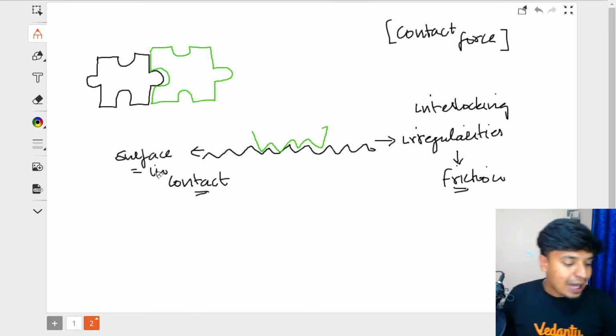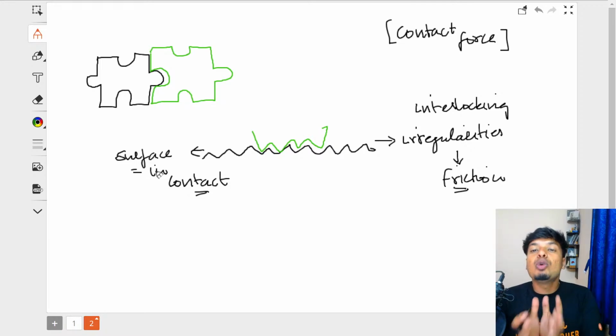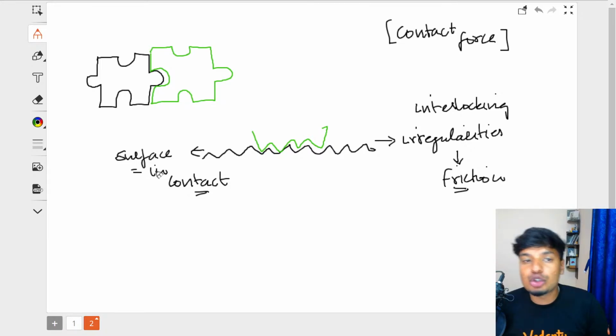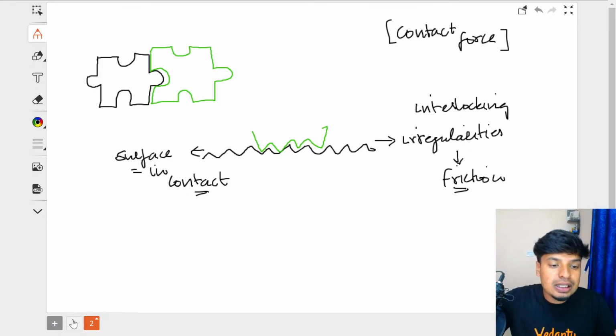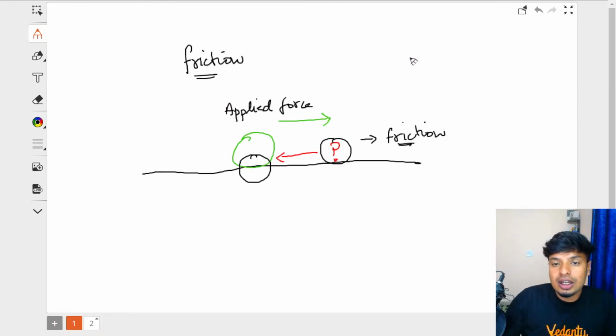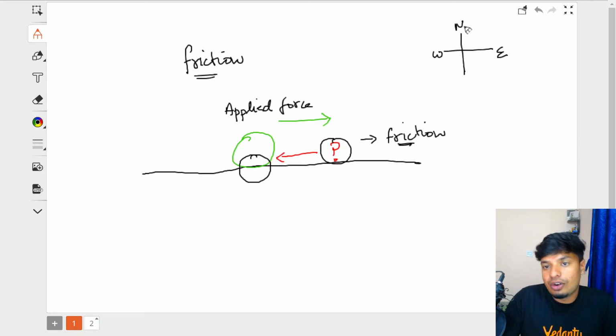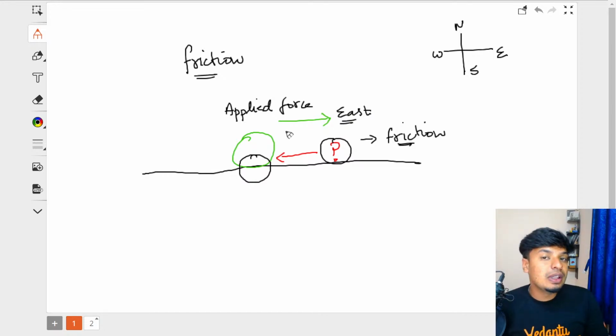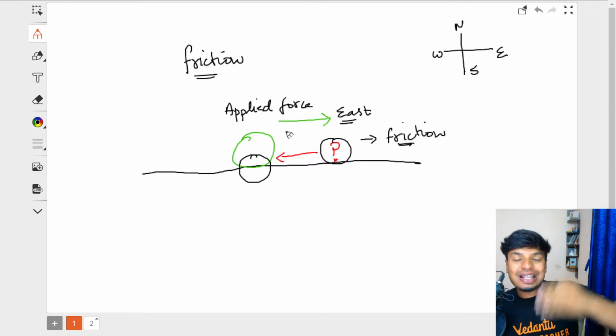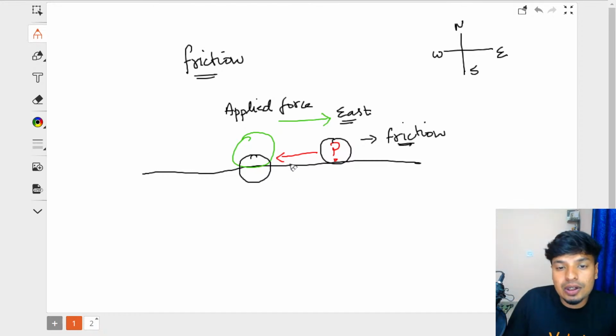Understood, everybody? And friction is always an opposing force. It opposes the motion of the object. So if the object is moving in this direction, for example, let's draw the directions: east, west, north, south. If an object is moving towards the east, which direction will the friction act? Friction will always act opposite to east. That will be west.